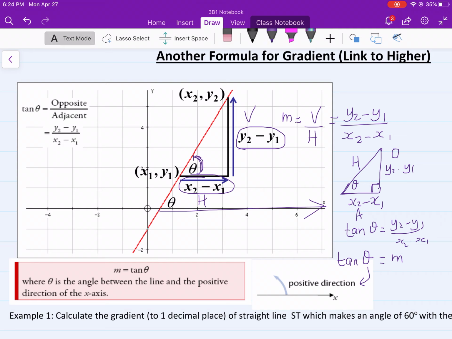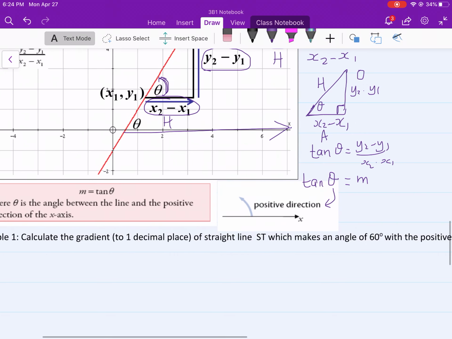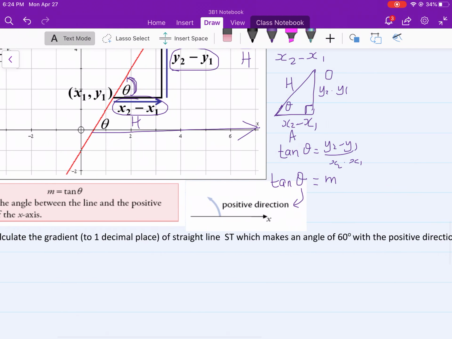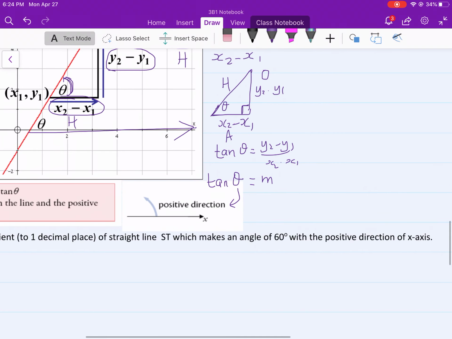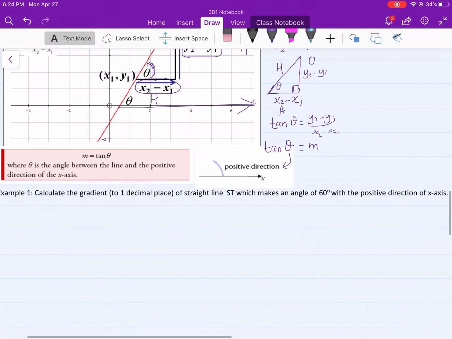So keeping that in mind, let's have a look at this example, which is asking us to calculate the gradient to one decimal place of a straight line ST, which makes an angle of 60 degrees with the positive direction of x-axis. So we know full well, and we've just established, the gradient is m equals tan theta, and we know the angle is 60 degrees. So we'll write m equals tan 60 degrees. And then just using our calculators, we can calculate tan 60, which is 1.7, and that is up to one decimal place.